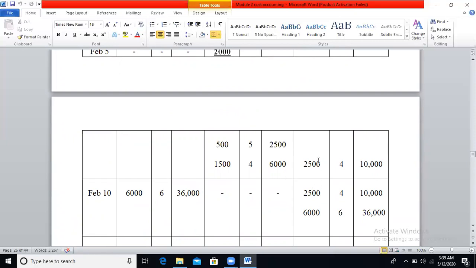See the balance. We are having a previous balance of 2,500 units at the rate of 4 rupees. Total value you will get 10,000. And the new purchase, that is 6,000 units at rupees 6. So 6,000 into 6, you will get 36,000.